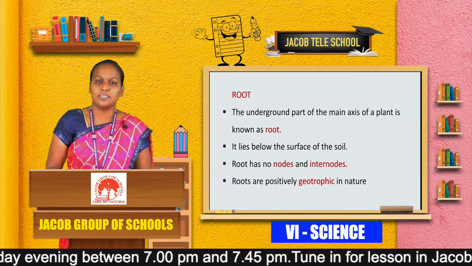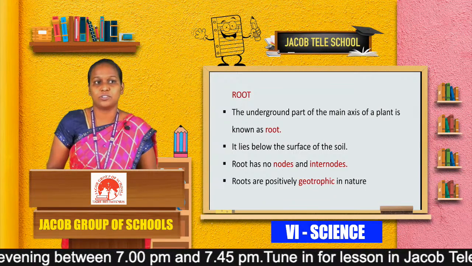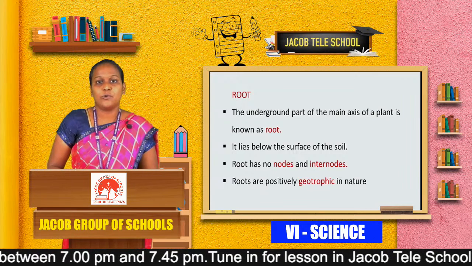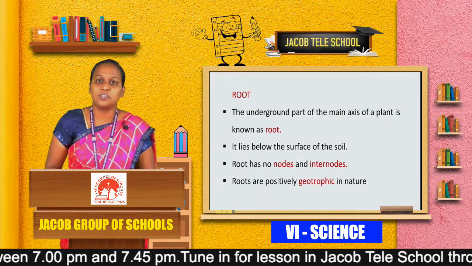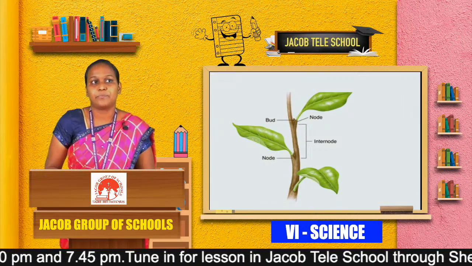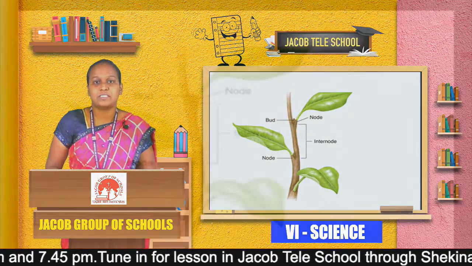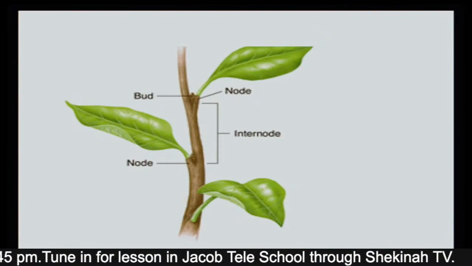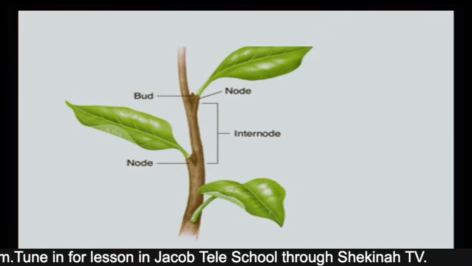Root has no nodes and internodes. Nodes, what is nodes? Nodes means the joints. So what does the root have? Nodes and internodes are absent. For your understanding, I'll show you the picture. This is a part of the stem. In the stem part you can see the node. That is, the place where a leaf arises is what we call the node.